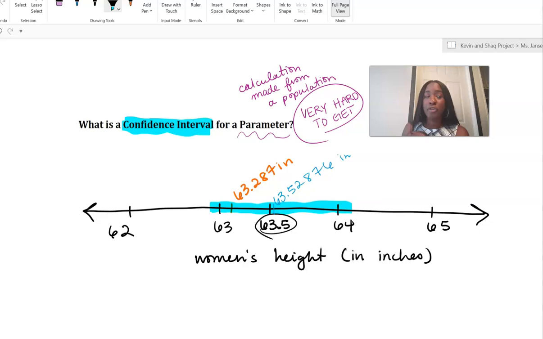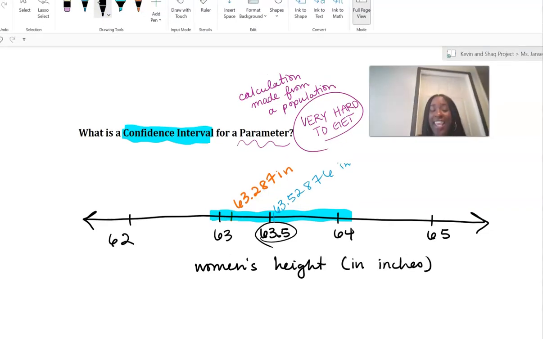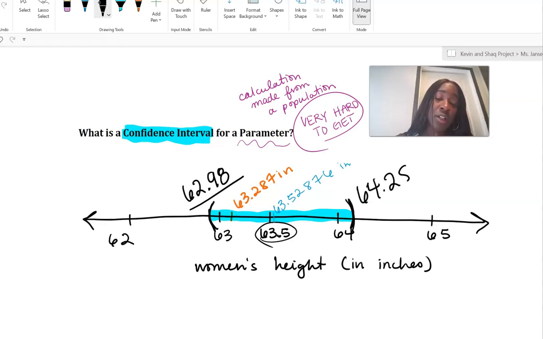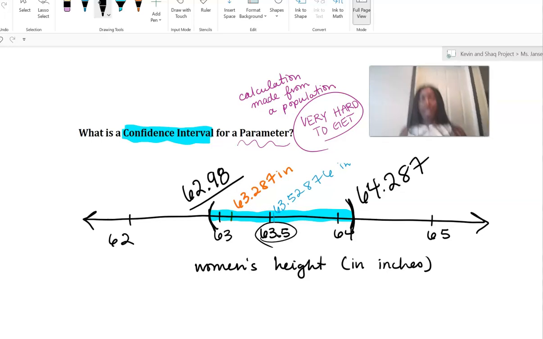So I might not feel confident. Confidence intervals. I might not feel confident saying that the mean height is exactly 63.5 for all women, but I would feel very confident saying that it's between, say, 62.98 and maybe 64.287. I'm just making up some numbers where that interval could be.